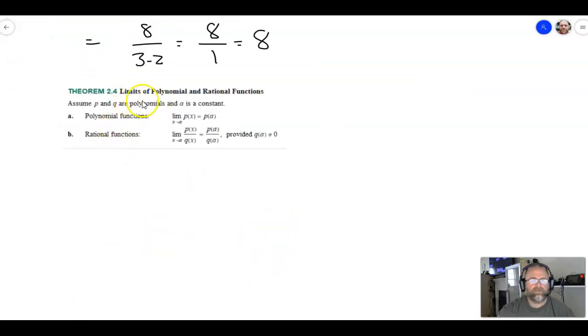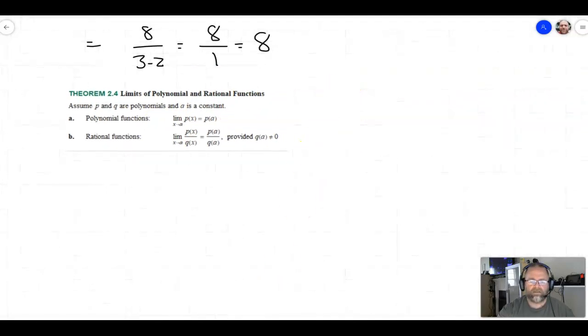All right, theorem 2.4 says the limits of polynomials and rational functions. Assume that p and q are polynomials and a is a constant. So let's talk about what a polynomial is. It's something that looks like this. This would be a third degree polynomial. So 3x cubed plus 2x squared minus 5. This would be a polynomial here.